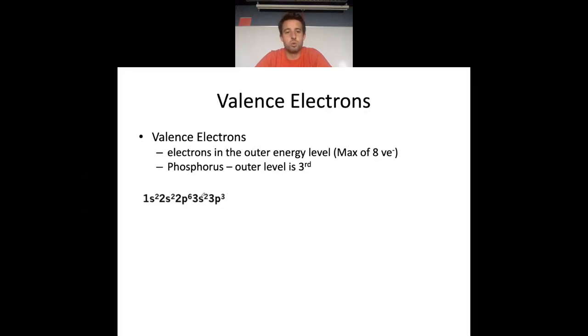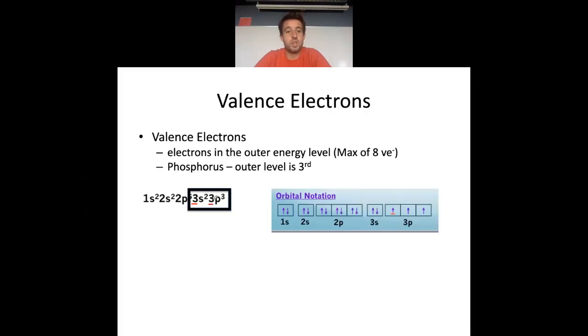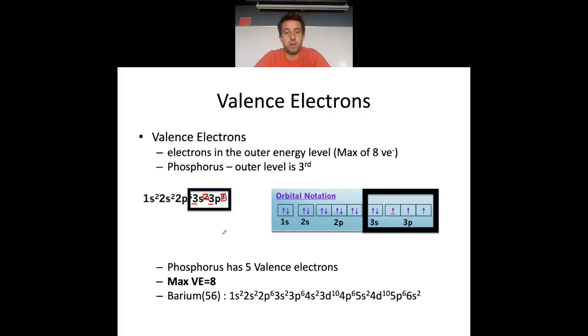Cool. Valence electrons are the electrons in the outer energy level. So in this case, we're looking at the highest numbers for our energy levels, which in this case is the 3, that 3 coefficient, that's the energy level. So we would say that we have 2 electrons in 3s and 3 electrons in 3p. So phosphorus in this case, as you can see here, has 5 valence electrons. That's one way to keep it in mind, to calculate valence electrons.